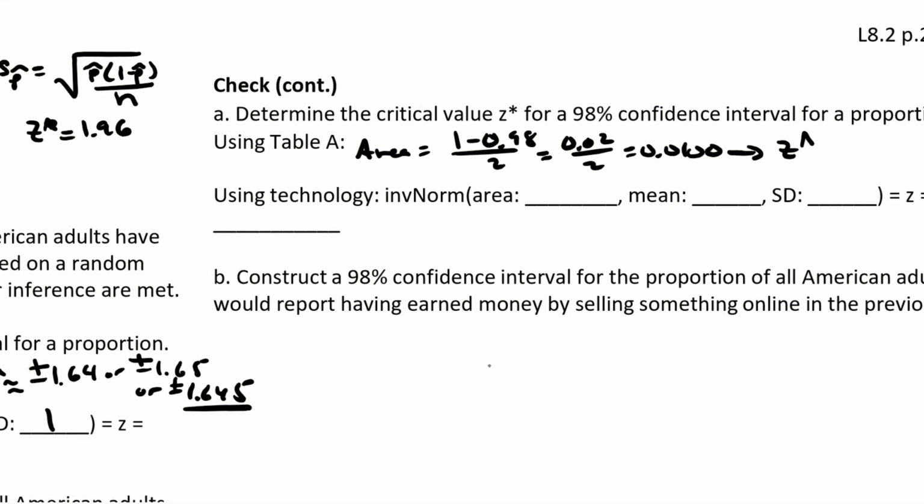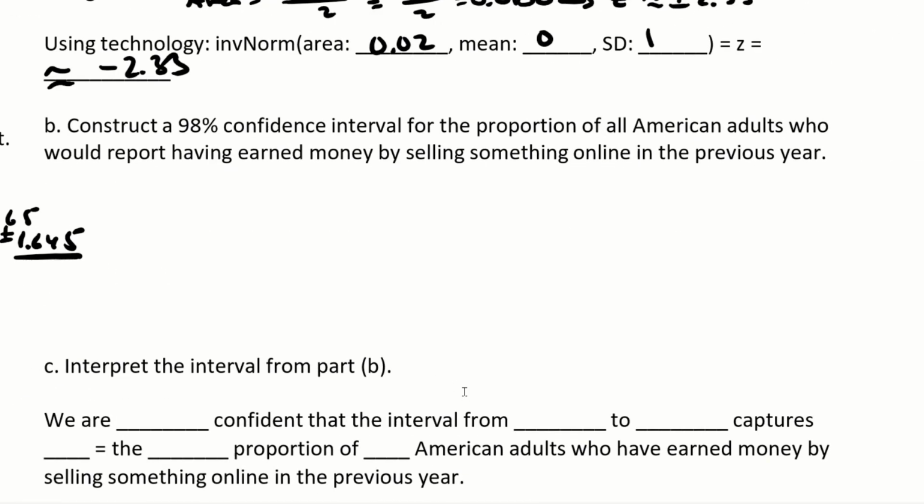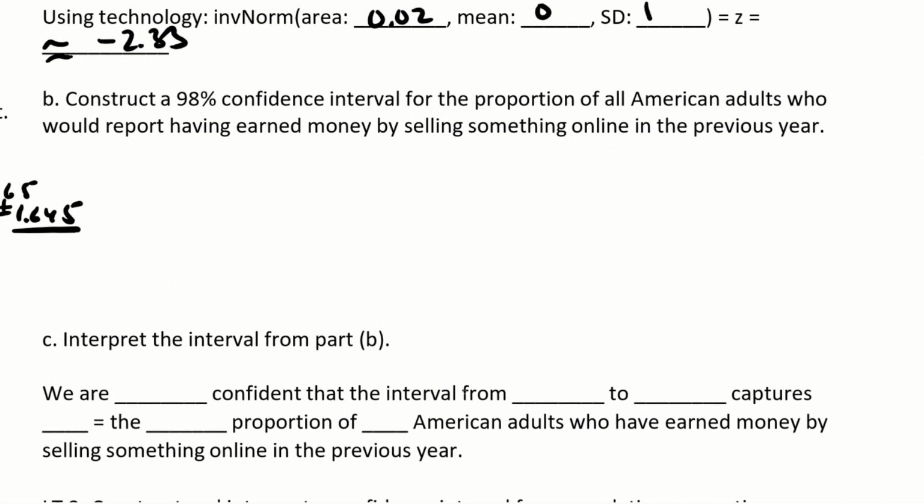All right, using technology, you're going to do 0.02, the mean of 0, standard deviation of 1, and you would get a similar value. You're going to get 2.33 in decimal. Okay, so approximately negative 2.33. All right, so construct a 98% confidence interval for the proportion of all American adults who report having earned money by selling something online. Okay, so if we were to graph it, we would have 98% here. 0 goes by ones.